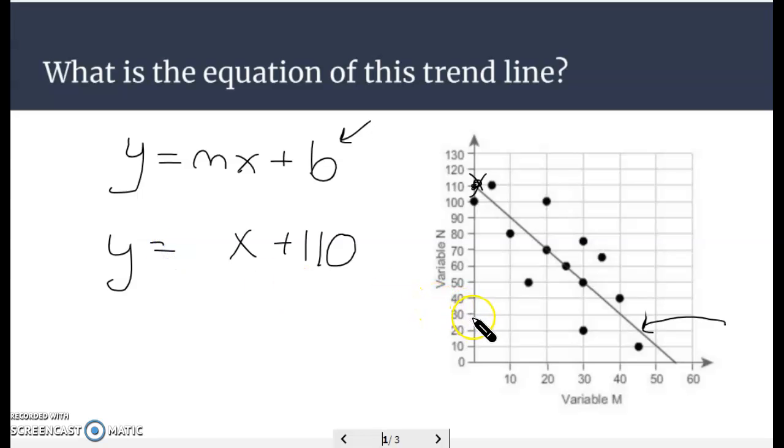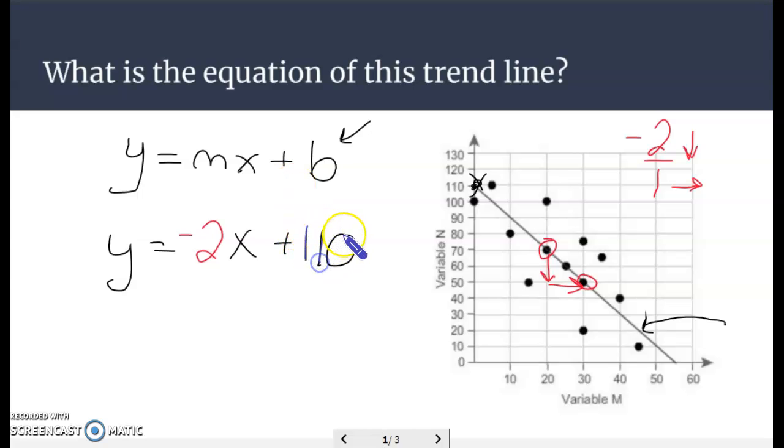Now the next thing we're going to do is find the slope. We can find the slope by pulling out just two dots here, and notice we go down 2 and to the right 1. Down 2, right 1 gives us a slope of -2/1 for going down and to the right. We can write -2/1 as just plain old -2. So our equation is going to be y equals -2x plus 110.